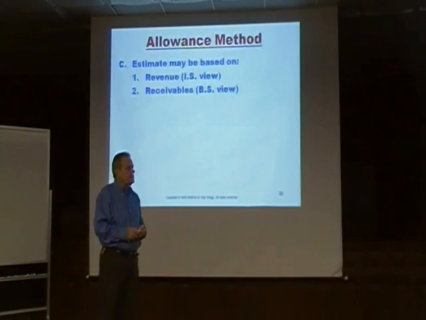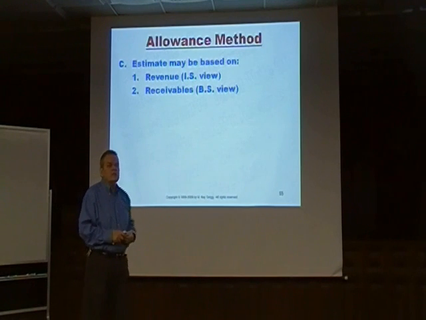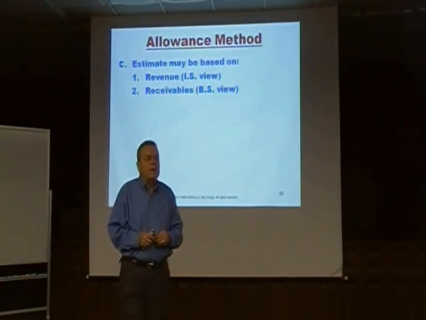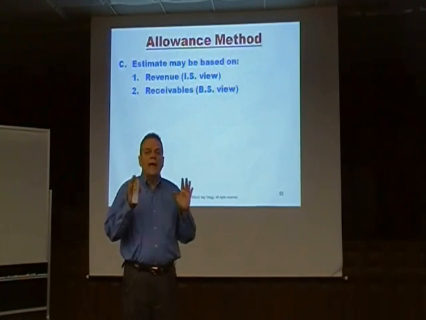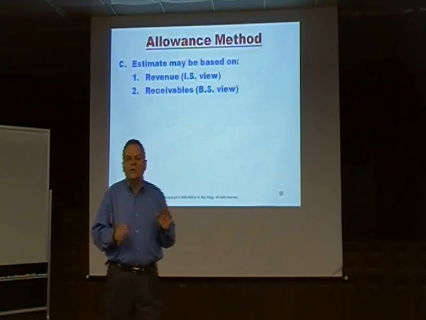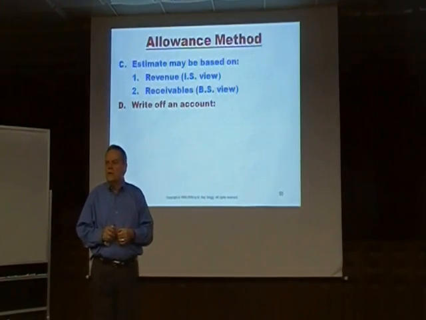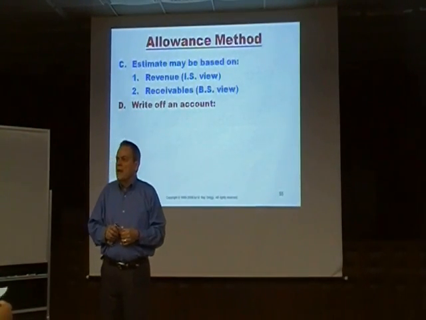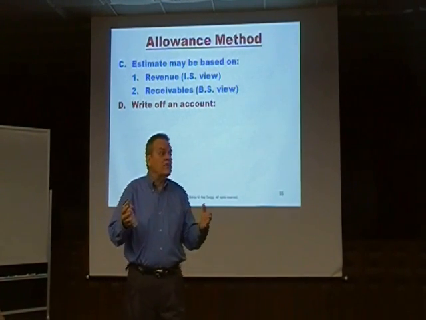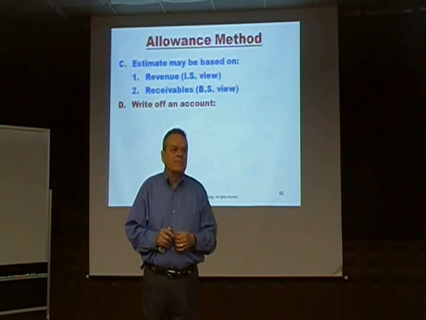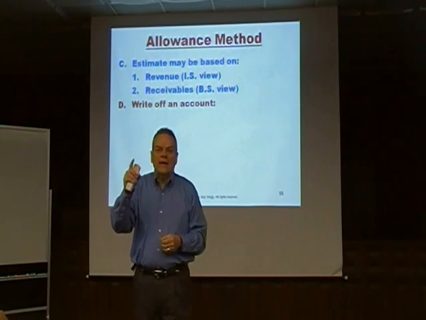Let's talk about some leftover things we need to do. Under the allowance method, one of the things that's going to happen is that we're going to determine a particular customer is not going to pay. The question comes, how do we write off an account under the allowance method? And every person in the room should know how to do this from logic, not from having read the chapter. You should know the credit.